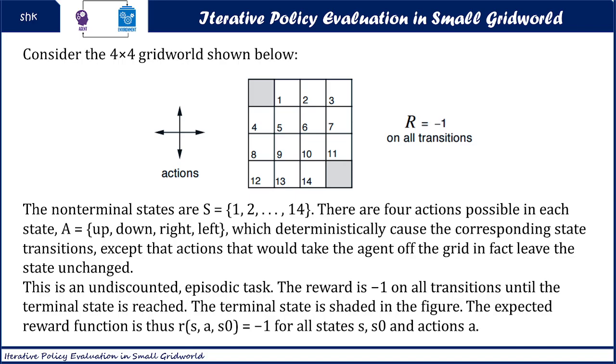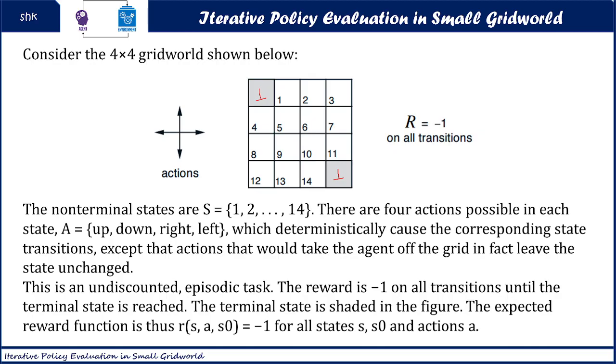So in the iterative policy evaluation, we are considering the small grid world of size 4 cross 4, which is going to have 16 states in total. Out of the 16 states, two states we are considering as terminal states. So this is one terminal state and this is the second terminal state. And the remaining 14 states are non-terminal states.